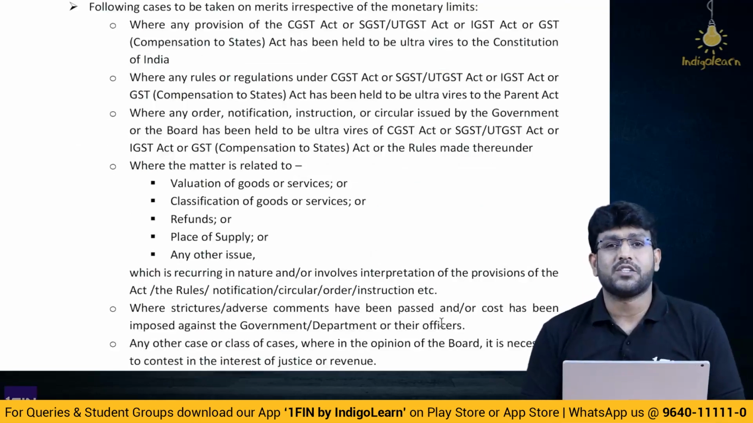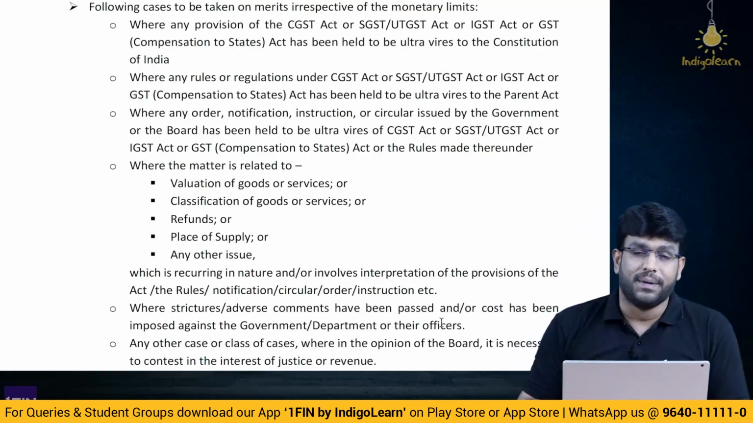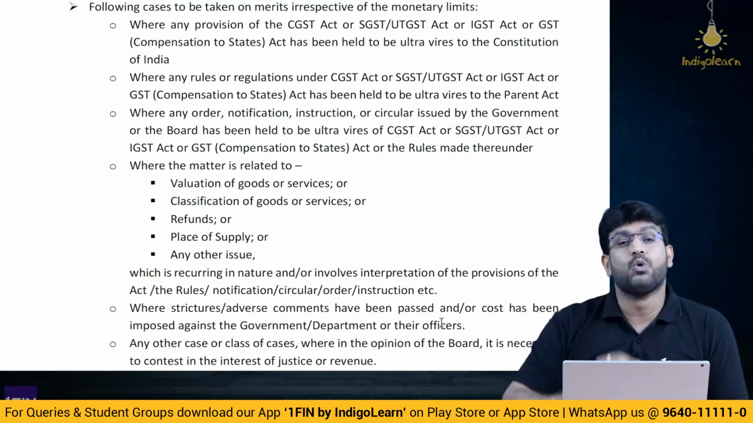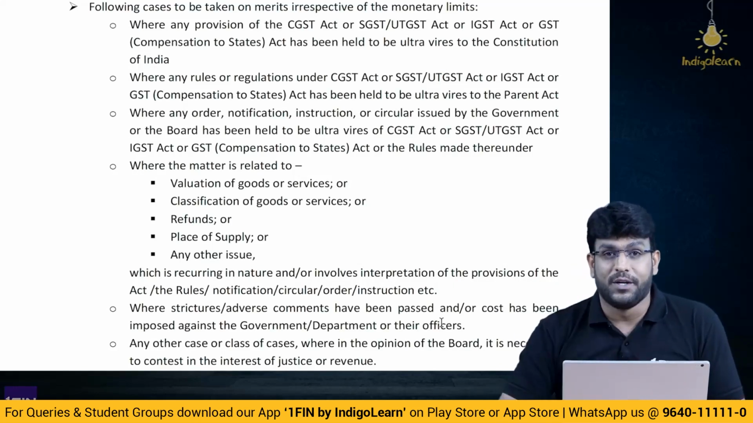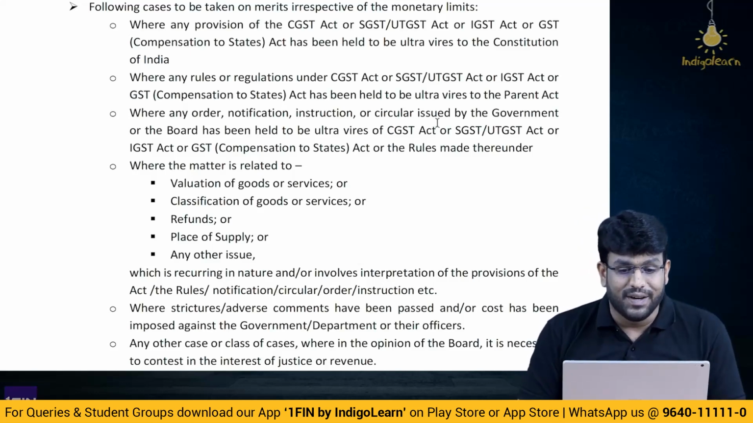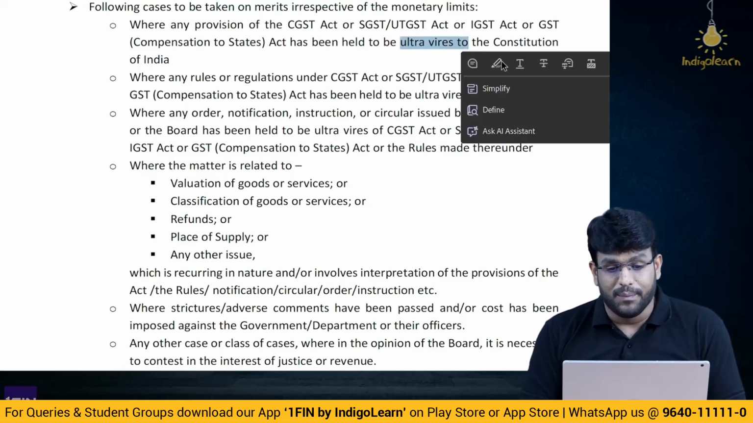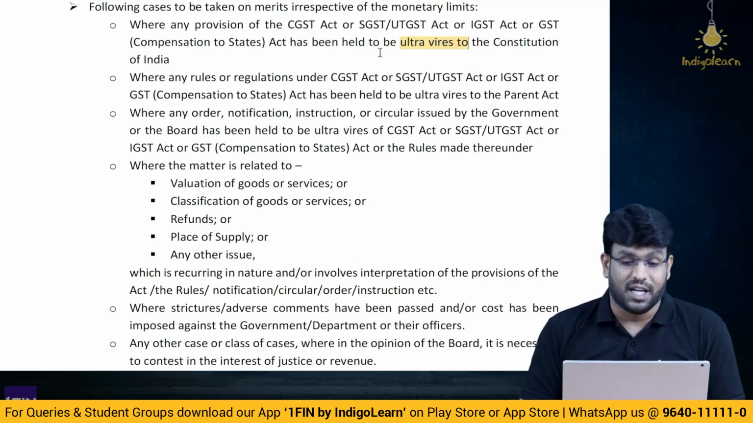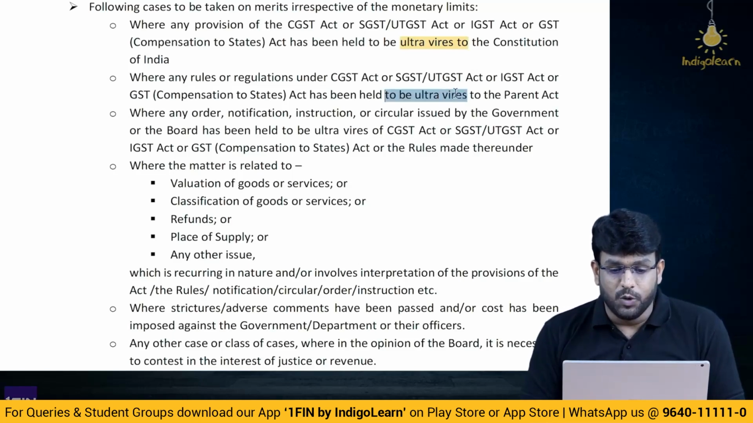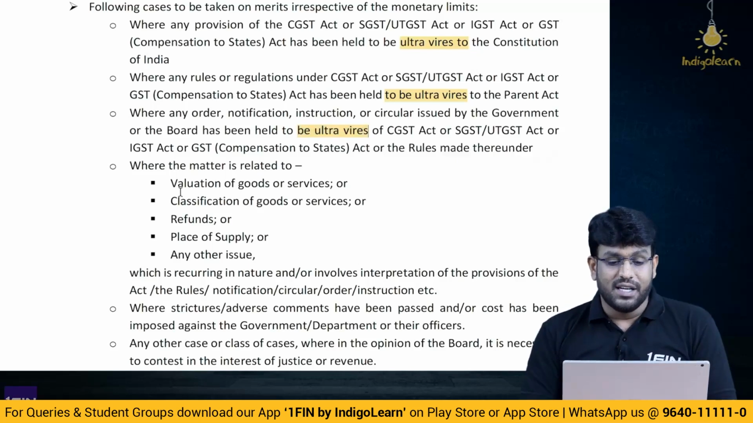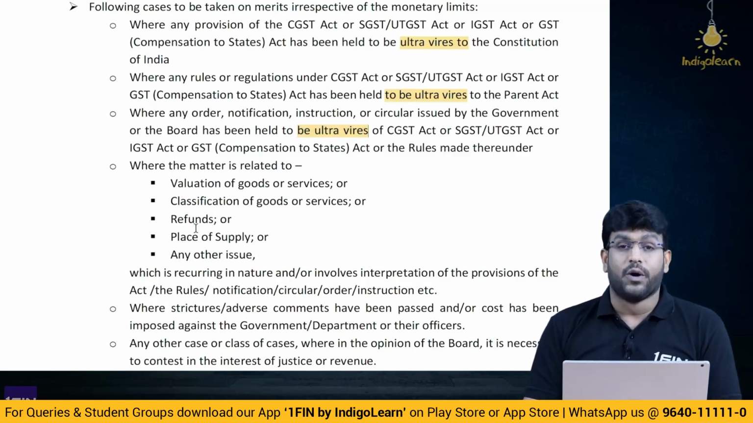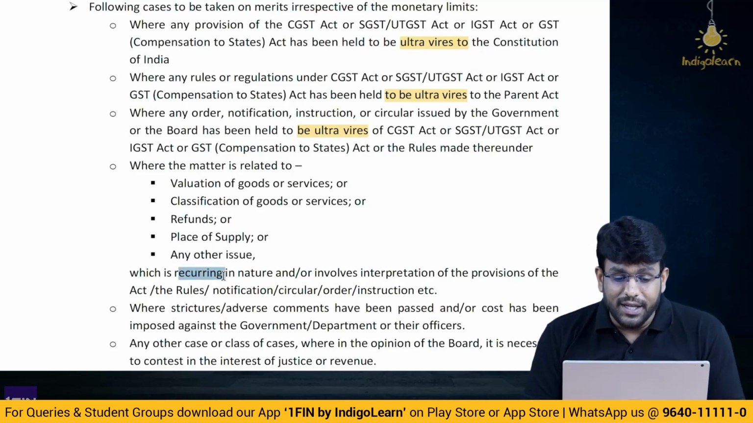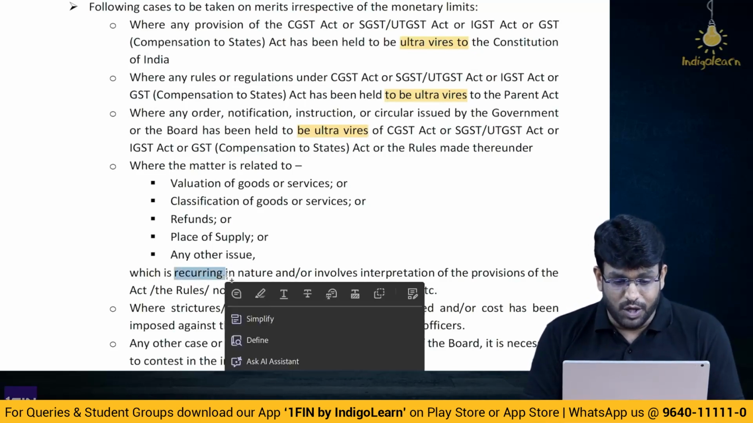Next. Following cases to be taken on merits irrespective of monetary limits. That means even though it does not exceed 20 lakhs, 1 crore, 2 crores, still appeal can be filed by department officer based on merits. What are those cases? Number 1, where any provision of the act has been held to be ultra vires of the constitution. That means you are questioning the provision of the act stating it is ultra vires. Where any rules or regulation has been held to be ultra vires. Where any notification, order, instruction is held to be ultra vires. Where a matter is related to valuation, classification, refunds, POS, any other issue, which is recurring in nature. Come on friends, which is what in nature?